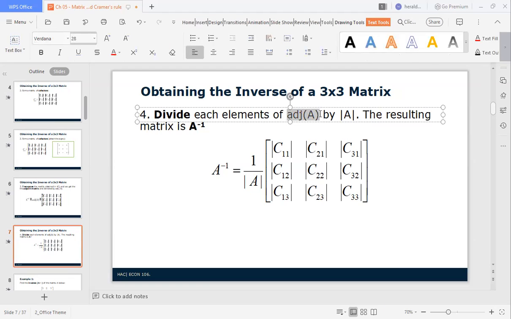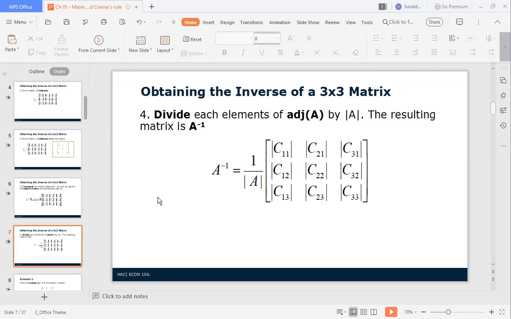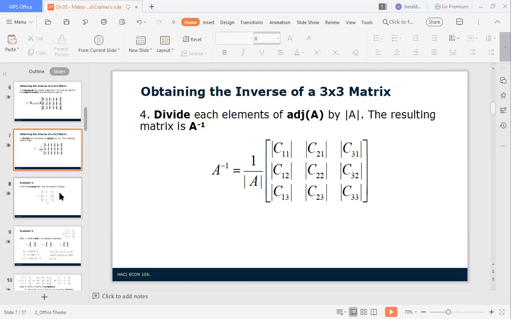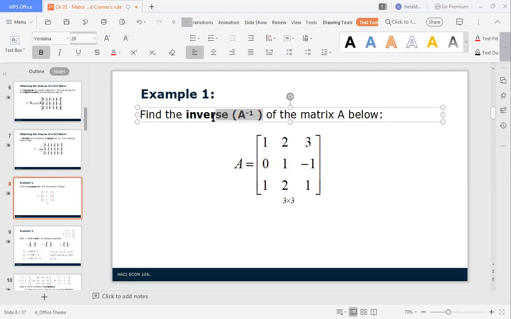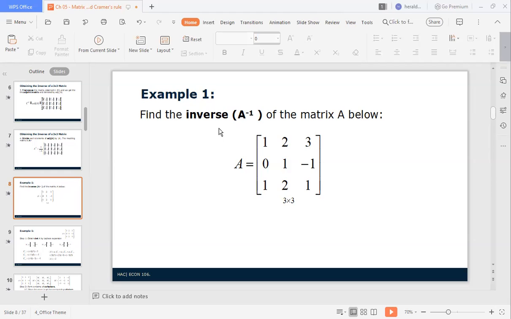Okay, now let's have an example, class, and apply this process to an actual original matrix. So example number 1, we find the inverse of the matrix A below. So again, let's also take into practice that we know the symbol for that, so that we can later on use symbols when writing matrices.